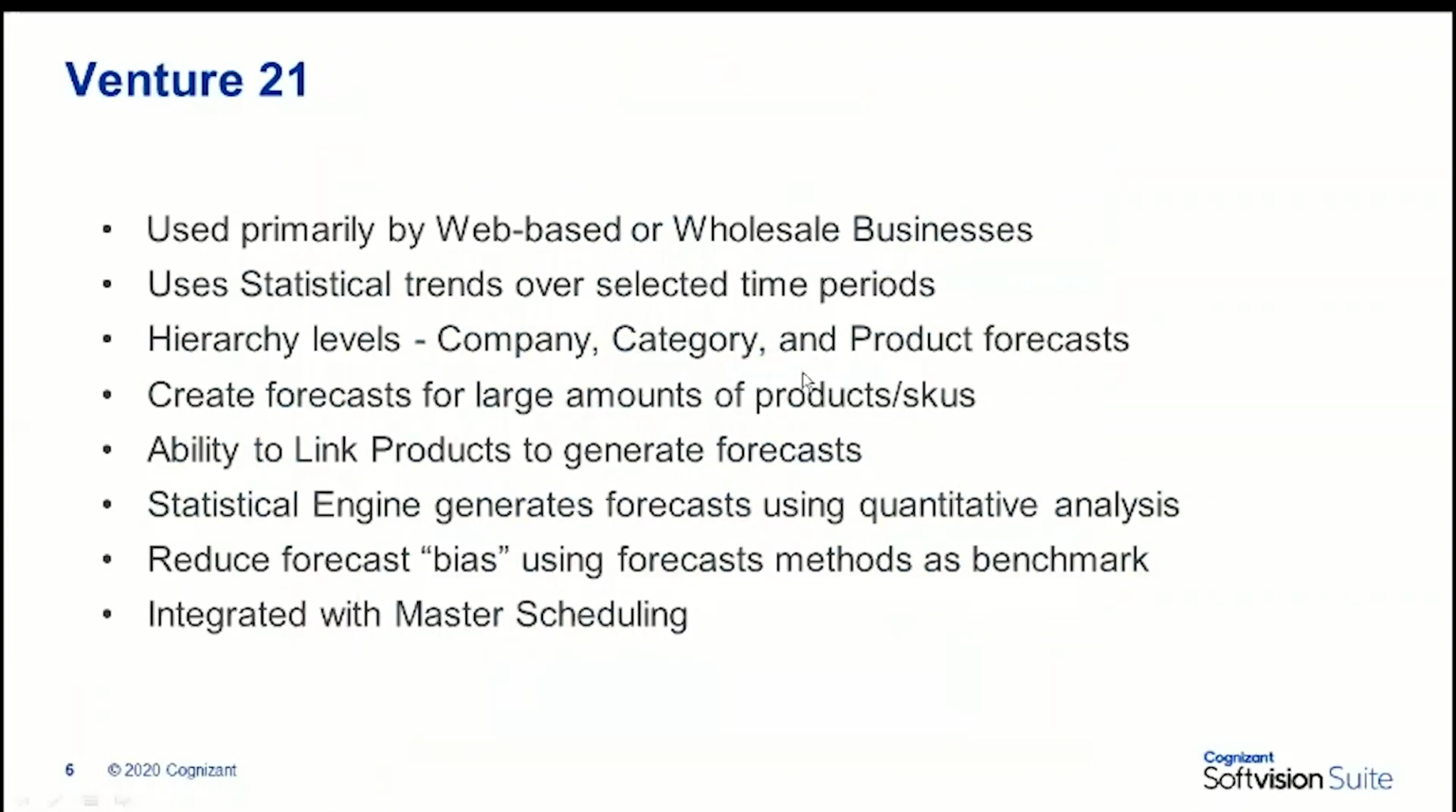So we can move on to call out more specifically the Venture 21 solution. Venture 21 does offer a number of highly automated options to meet your demand planning needs and is primarily focused on helping our web-based and our wholesale clients. It utilizes statistical trends and various methods which can be defined across your hierarchy. So you have a lot of flexibility within the solution of defining these methods at the specific hierarchy level, whether that be at a total company level or drilling down to category, product, or even to your specific items. So a lot of flexibility there with that assignment.